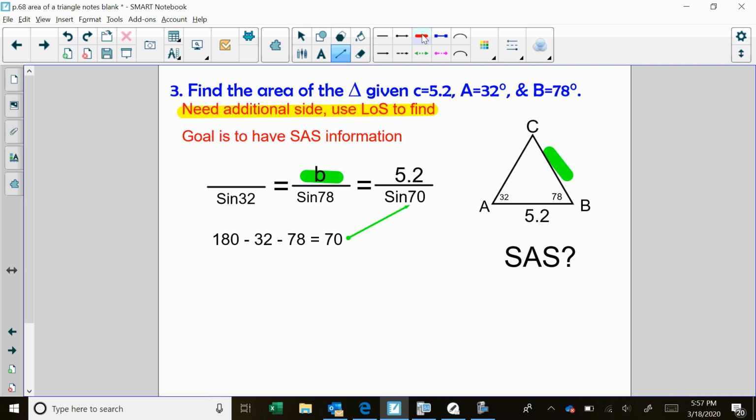All right, so now we can take the proportion that's right here, the second and the third fraction, and we can cross multiply, find side B, which will then give us a side angle side configuration, and we'll be able to plug that into that first formula pretty quickly. So let's go calculate side B.